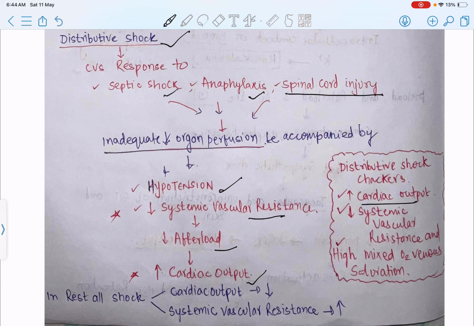In the rest of the shocks, there is decreased cardiac output and increased systemic vascular resistance.